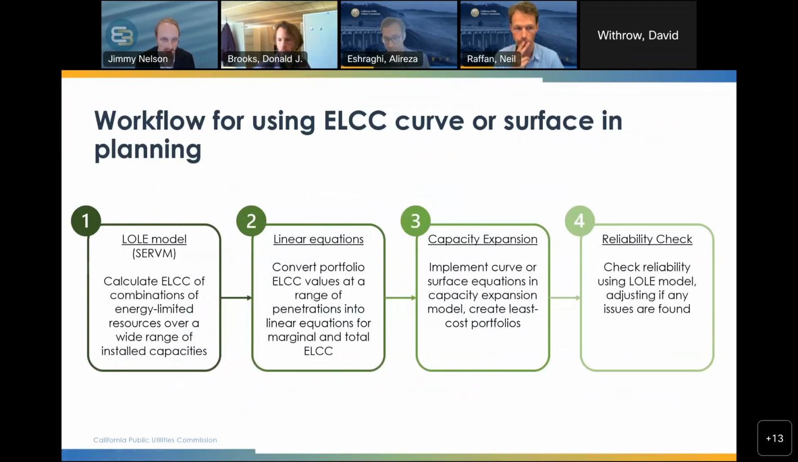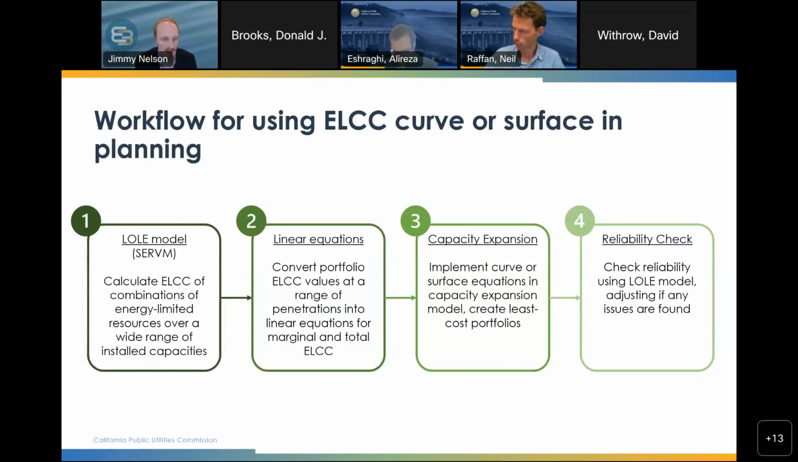So how you build up an ELCC curve or a surface, let's start with a curve, is you have a loss of load model, in this case SERVM, calculate the total portfolio ELCC for, let's say, wind. So you simulate 0 megawatts of wind and 3 gigawatts and 6 gigawatts and 9 gigawatts. So you do a number of different gigawatt levels of wind. You can then convert those simulations into linear equations, which tell you as you add more wind, how much capacity value you get. And then you can implement those equations in capacity expansion. Next slide.